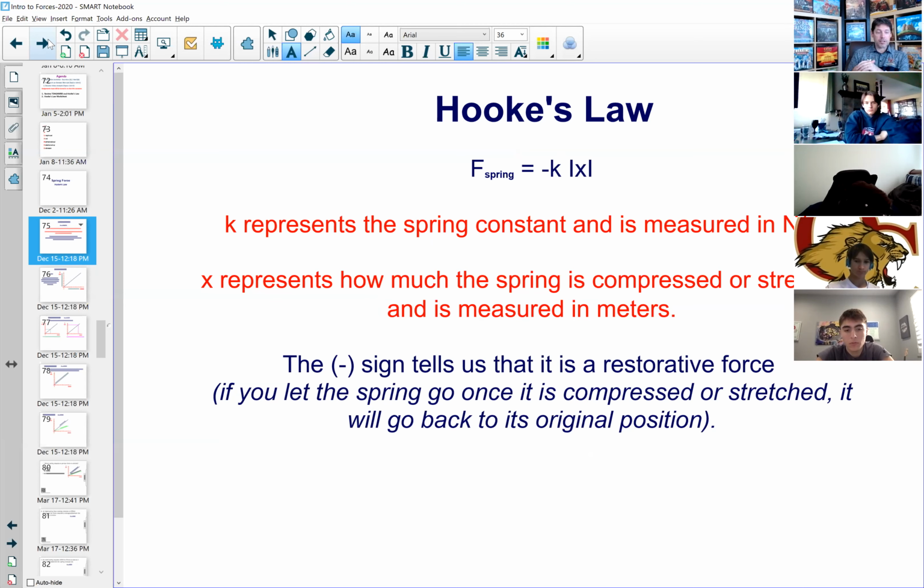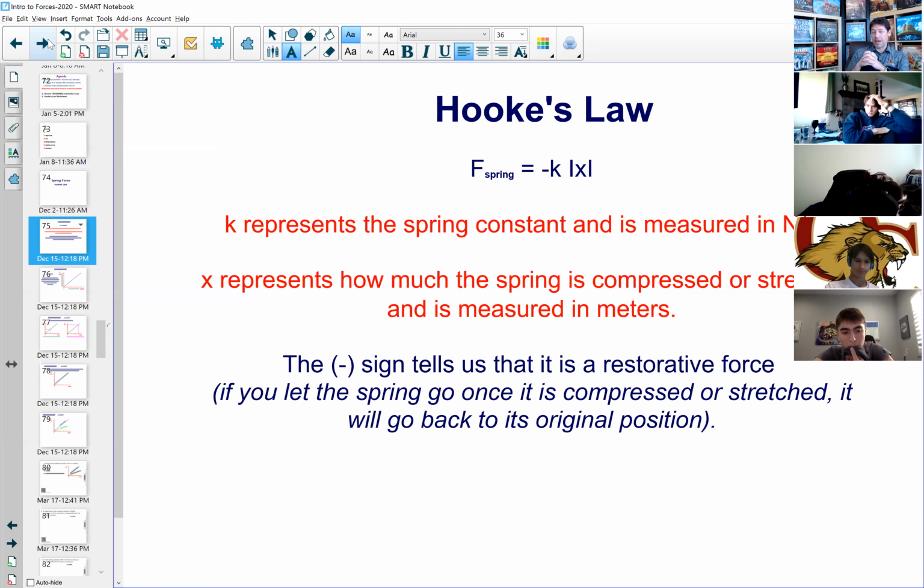The X is how much the spring either gets stretched or compressed, and it has to be in meters because, like Ethan mentioned, the units for the constant are in newtons per meter. So if we want to figure out what the force is, if the constant has newtons per meter units, the displacement, the stretching or compressing has to be in meters as well.